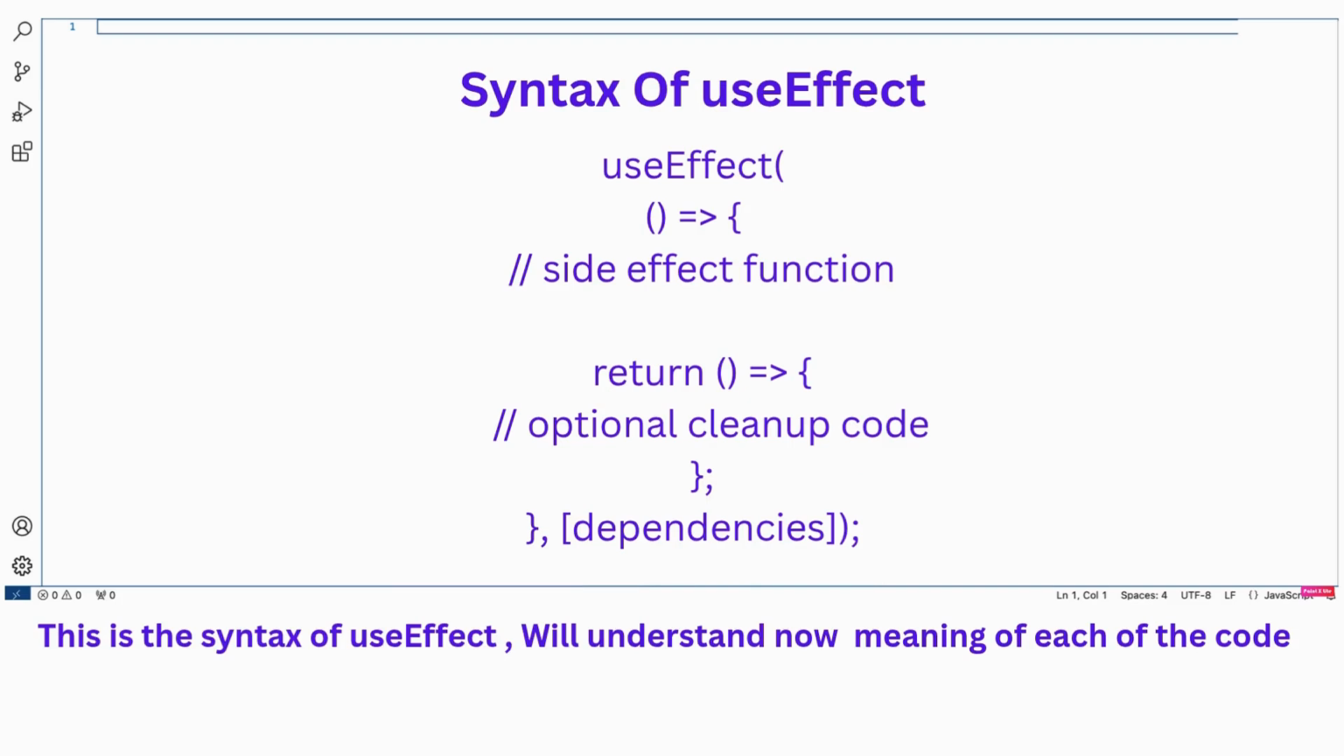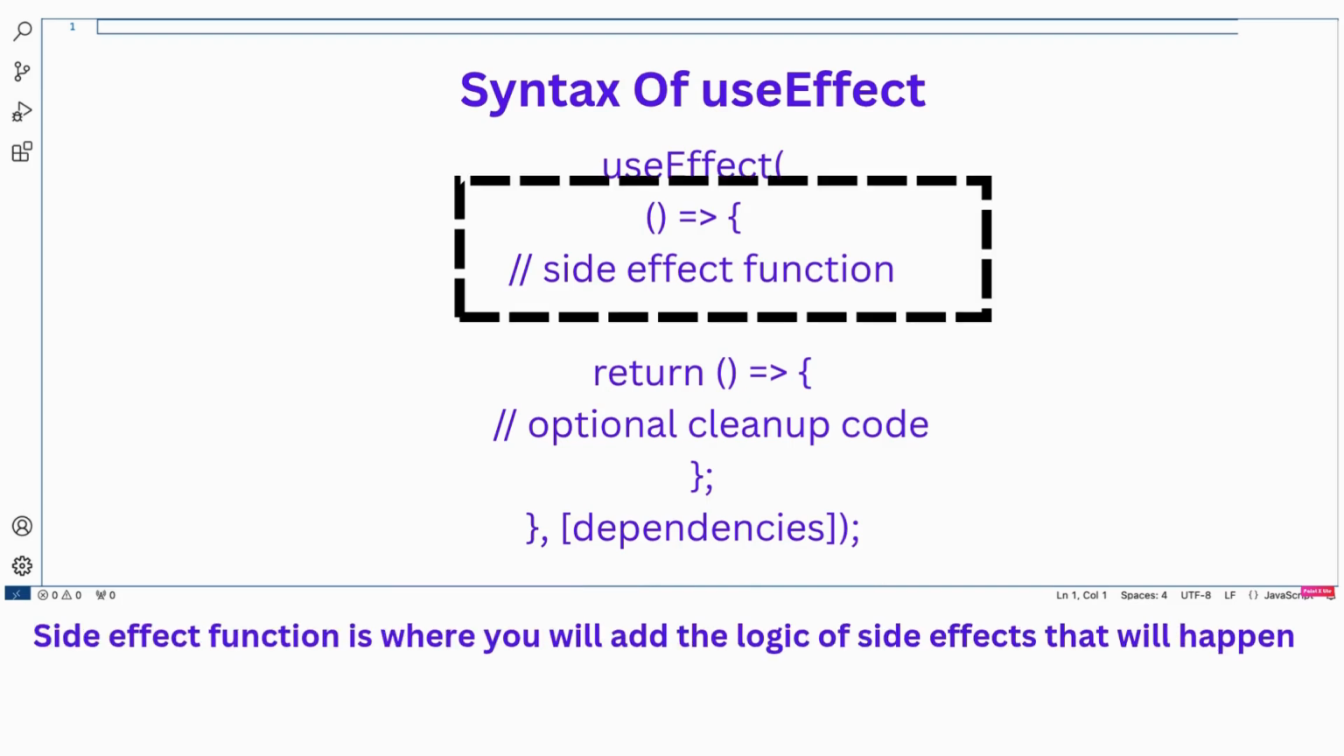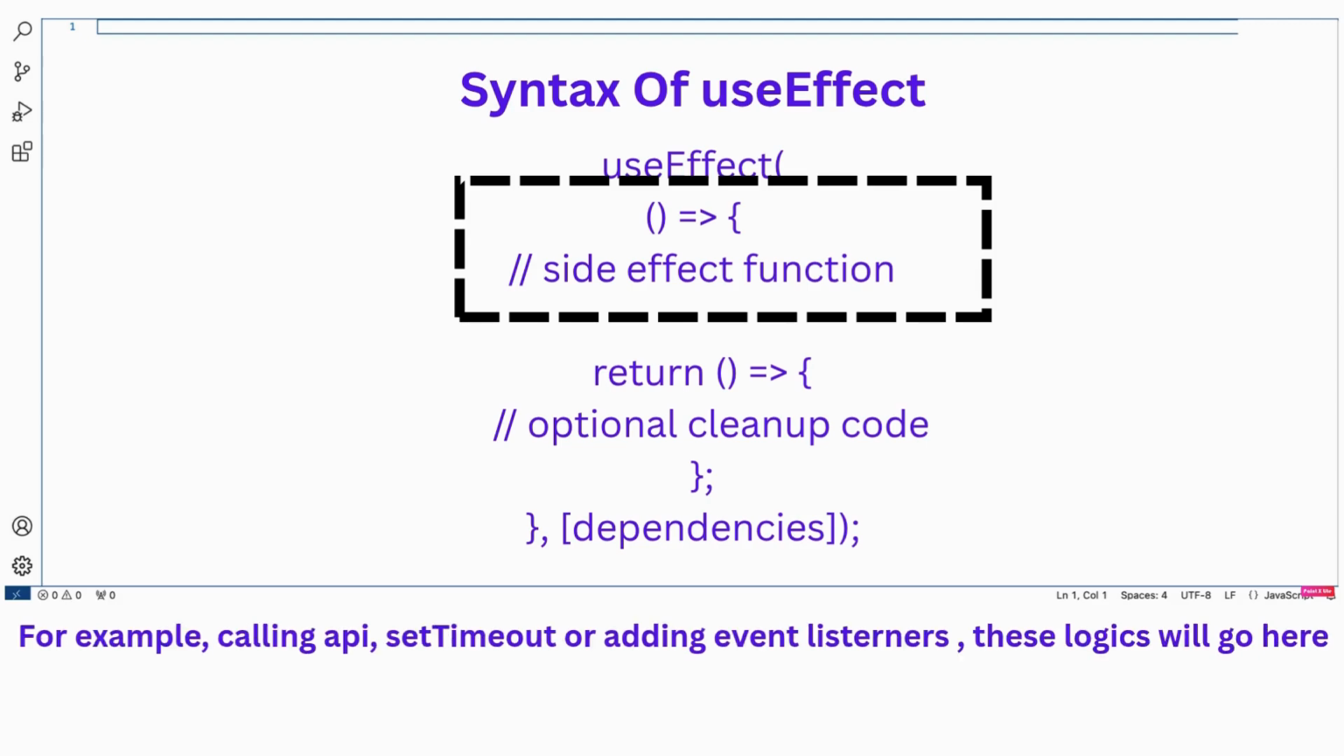This is the syntax of useEffect. We'll now understand the meaning of each part of the code. The side effect function is where you will add the logic of the side effects that will happen. For example, calling an API, setTimeout or adding event listeners, these logics will go here.